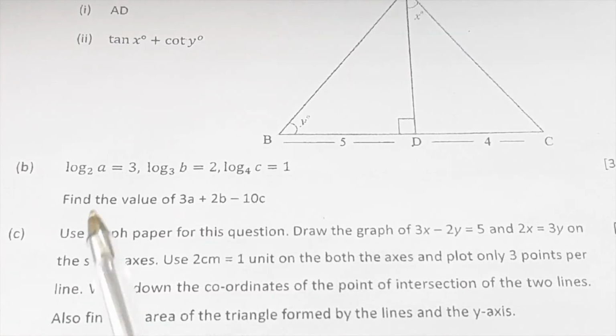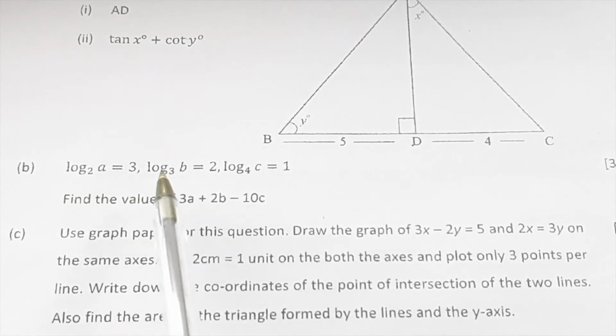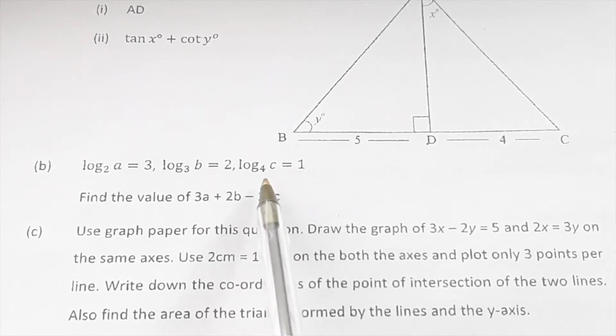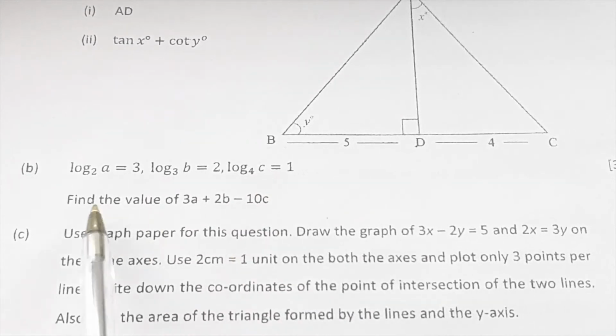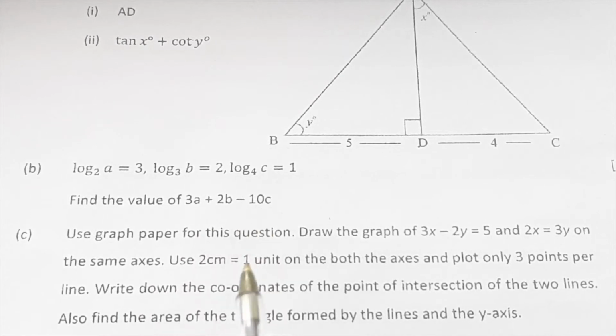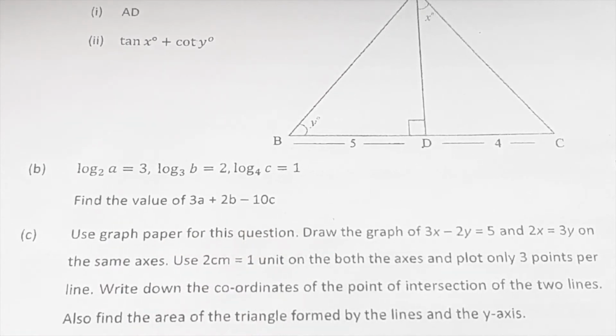Now we come to question 8b. Log a to the base 2 is equal to 3. Log b to the base 3 is equal to 2. And log c to the base 4 is equal to 1. And find the value of 3a plus 2b minus 10c. So we have to find the value of 3a plus 2b minus 10c.